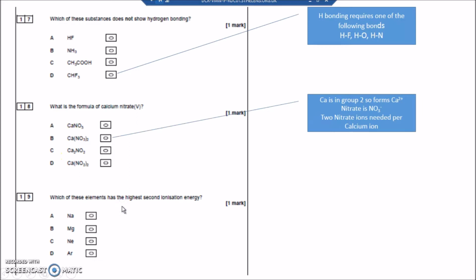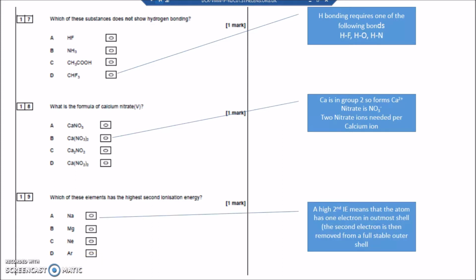Which of these elements has the highest second ionization energy? Well, I'm going straight away for sodium, for the simple reason that sodium's in group 1, loses 1 electron, and the second electron would have to come from a full stable shell underneath.